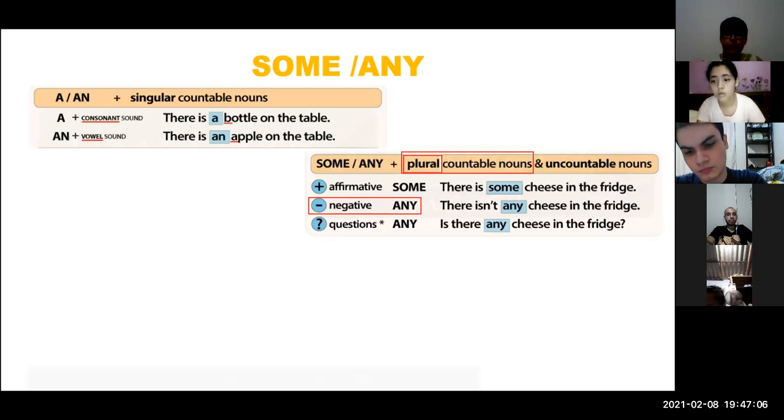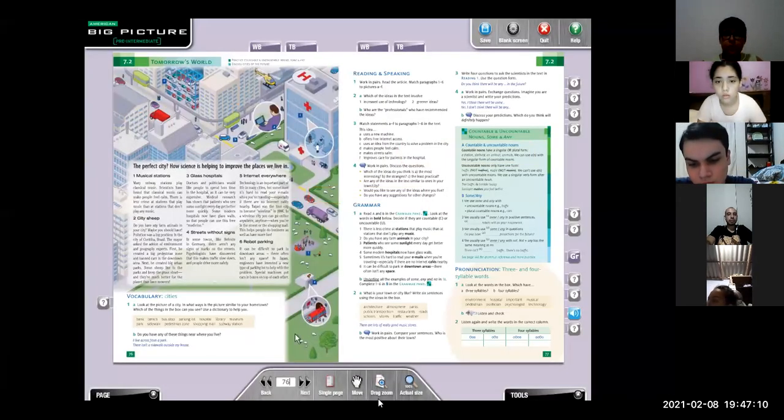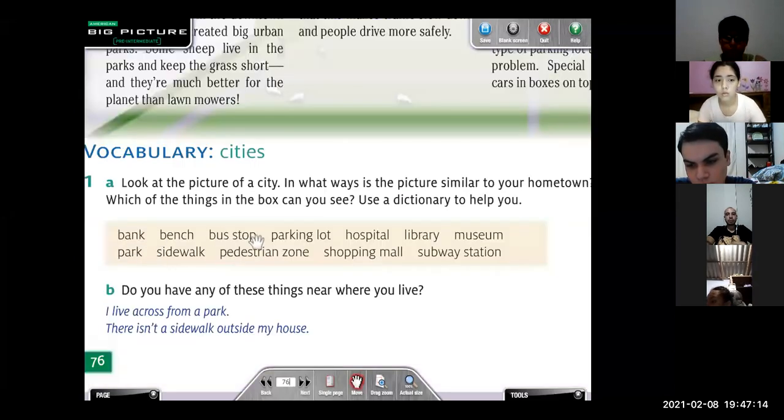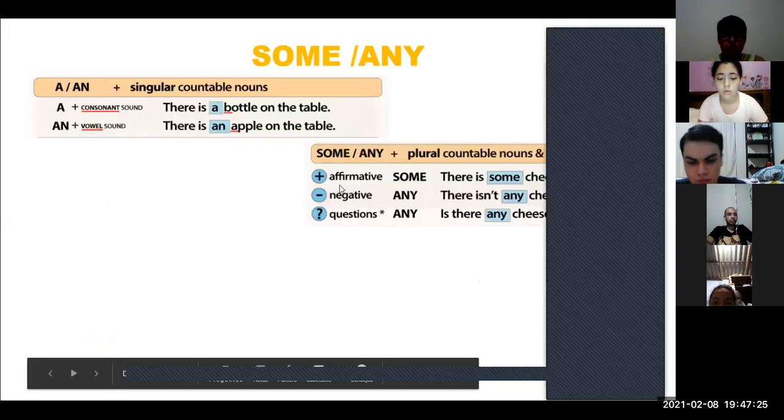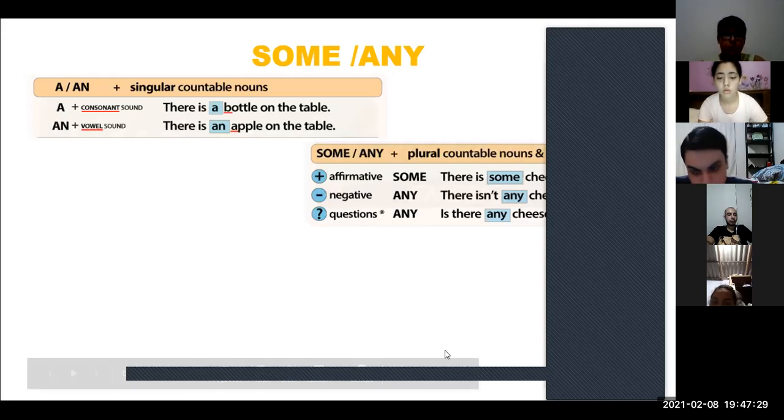You can use the nouns that you have here in your book. Here you have a lot of nouns. So you have to tell me if they are countable or uncountable and make a sentence with these nouns. So, please, your example, negative sentence with any with a plural countable noun.